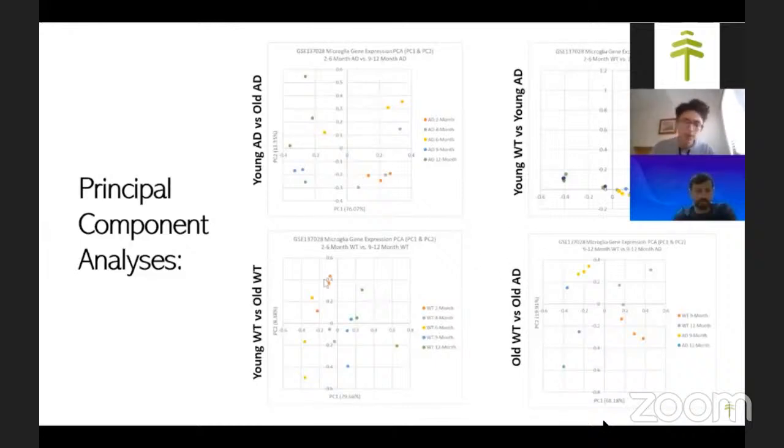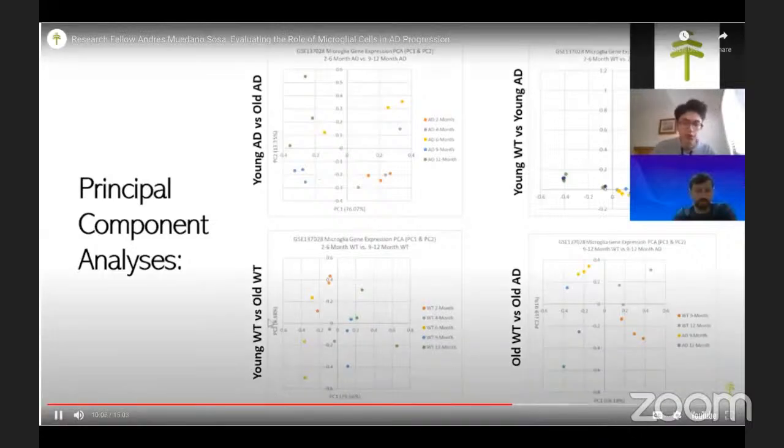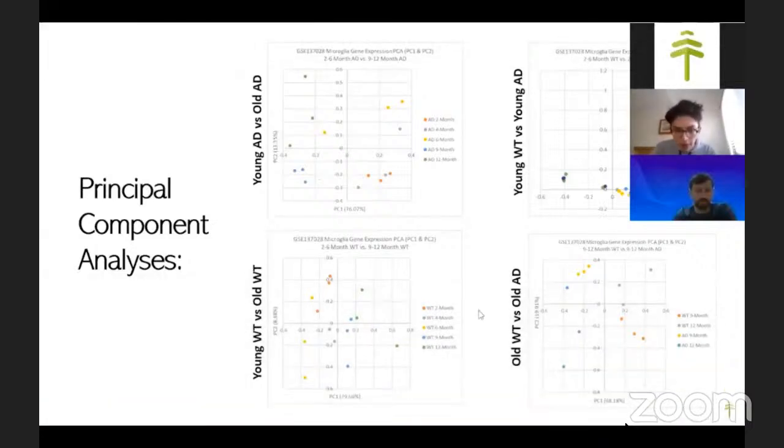But yeah, then here I performed the young wild type versus the old wild type. Again, here you can see that the 2, 4, and 6 month old cluster on here, whereas 9 to 12 month old cluster on here. But we don't see such a separation, it isn't that polarized.